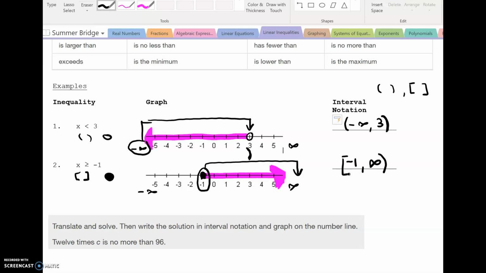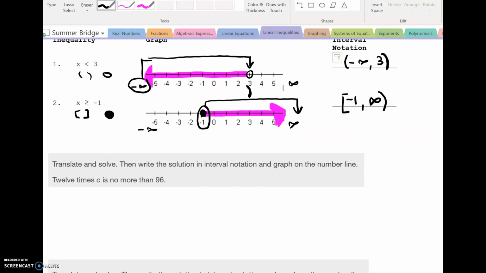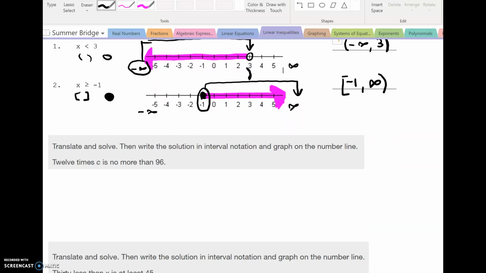All right, now let's talk about translating this into words. We're not going to actually solve, we're just going to translate. So the solution of the interval, okay, so we're not going to do this part, we're just going to translate. So 12 times C is no more than 96. So we have 12, and that's times C, and then it's no more than 96.